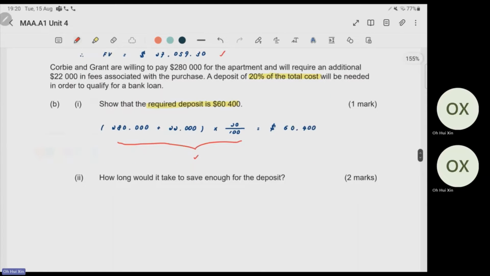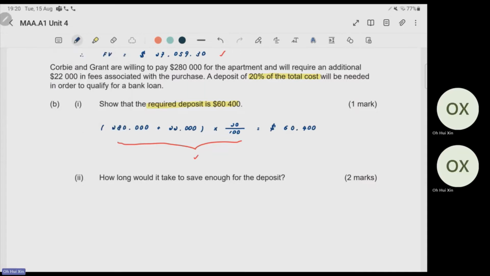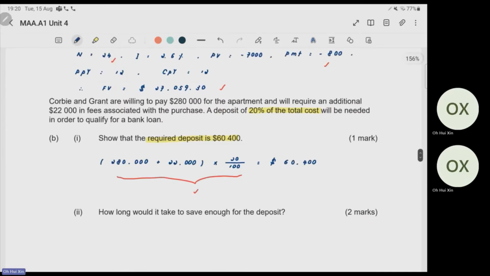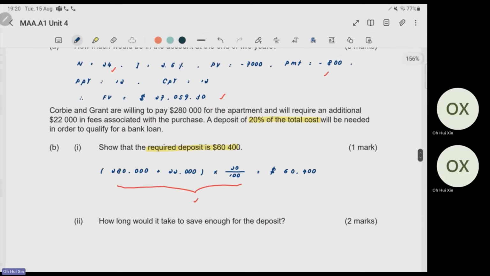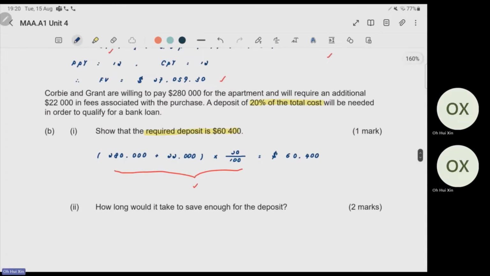Okay, so part 2, how long will it take to save enough for the deposit? In this case, you are referring back to the investment that you have just now. After 2 years, you only have 27,000 plus, right? So if you want to save up to 60,400, then you need more than 2 years. So in this case, we have to find the N.